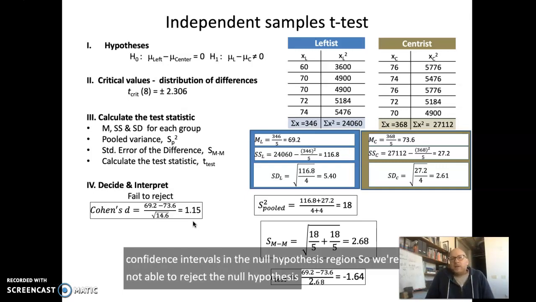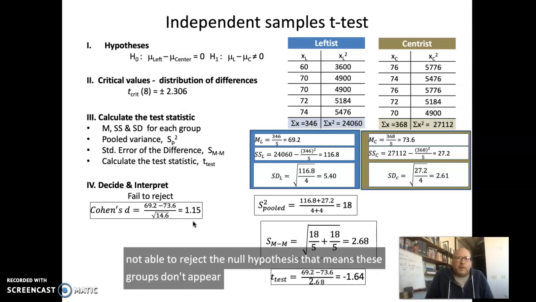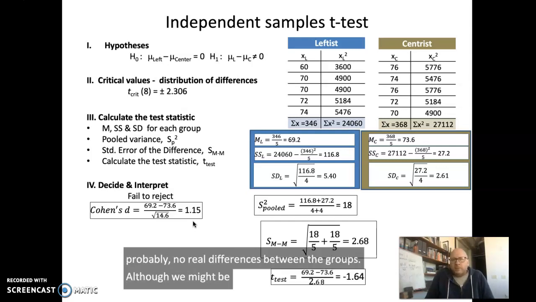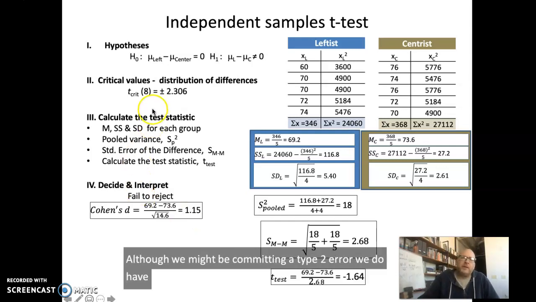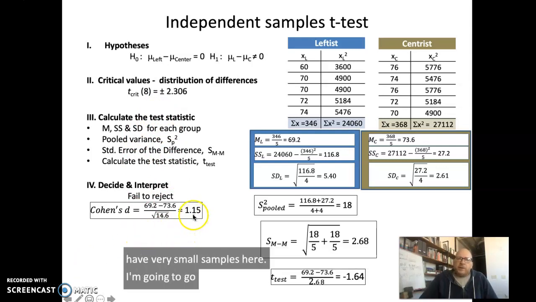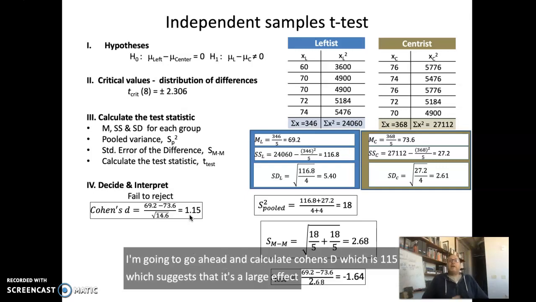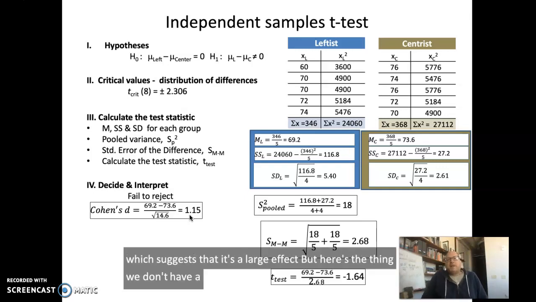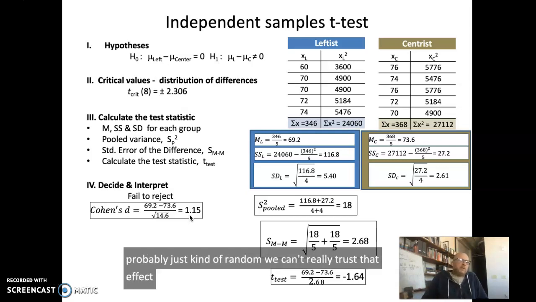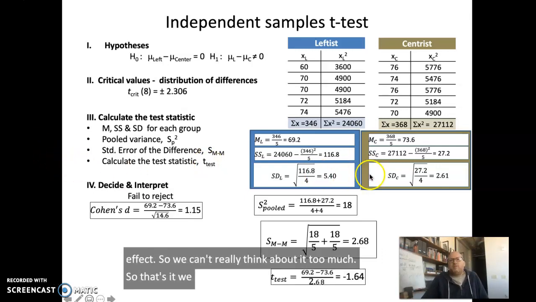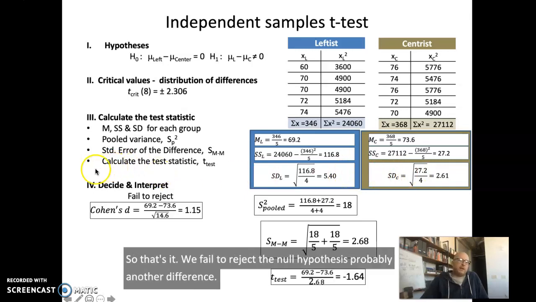That means these groups don't appear to represent different populations. There are probably no real differences between the groups, although we might be committing a type 2 error. I mean, we do have very small samples here. I'm going to go ahead and calculate Cohen's d, which is 115, which suggests that it's a large effect. But here's the thing. We don't have a significant difference, which means that it's probably just kind of random. We can't really trust that effect, so we can't really think about it too much. So that's it. We failed to reject the null hypothesis. Probably no difference. We still write about it.